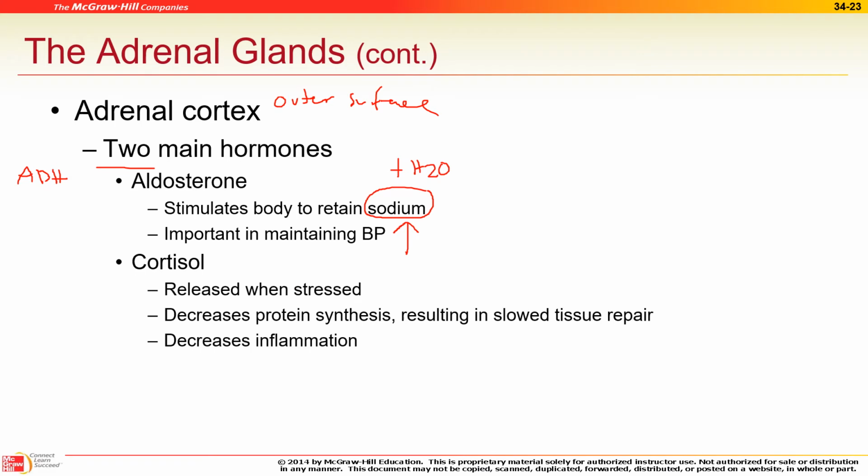And cortisol. So cortisol is your stress hormone. And it kind of does the opposite. You make less protein, less repair. So that means your immune system will also be affected because it's mostly protein antibodies.